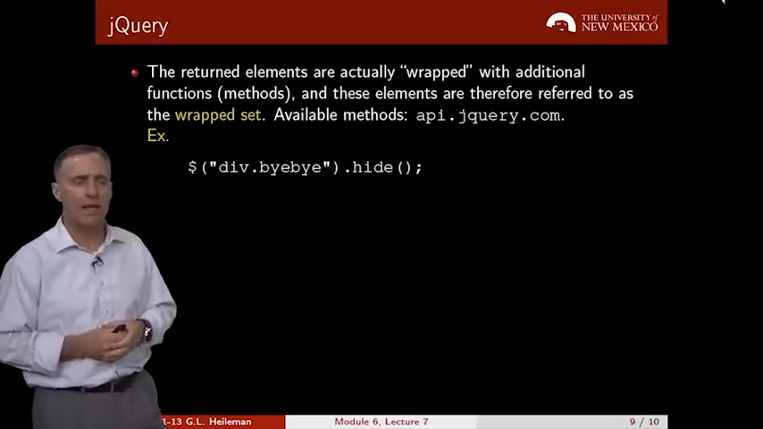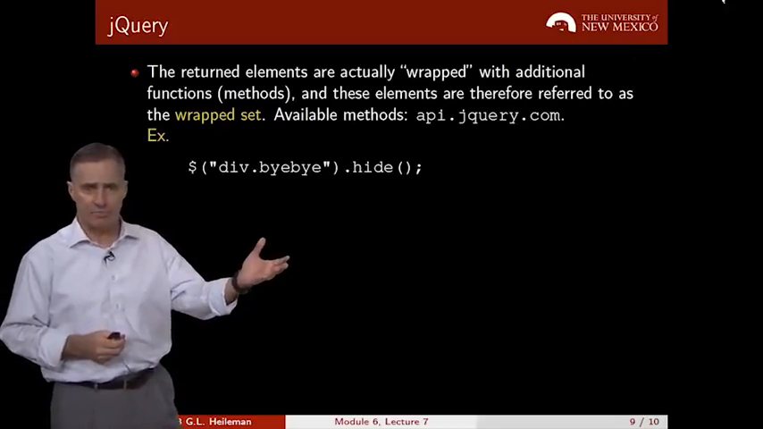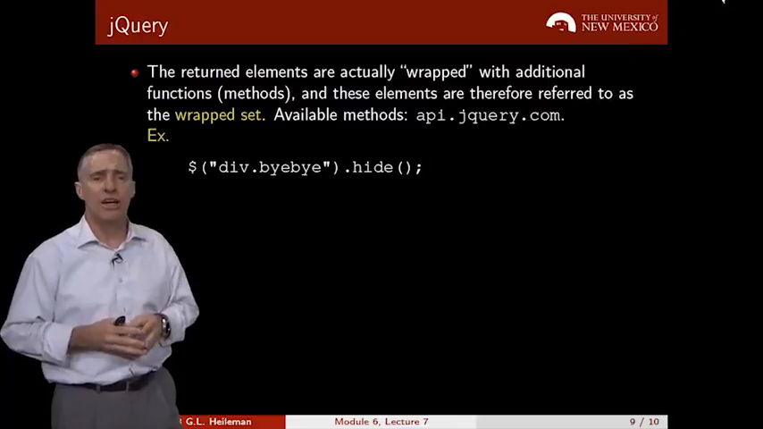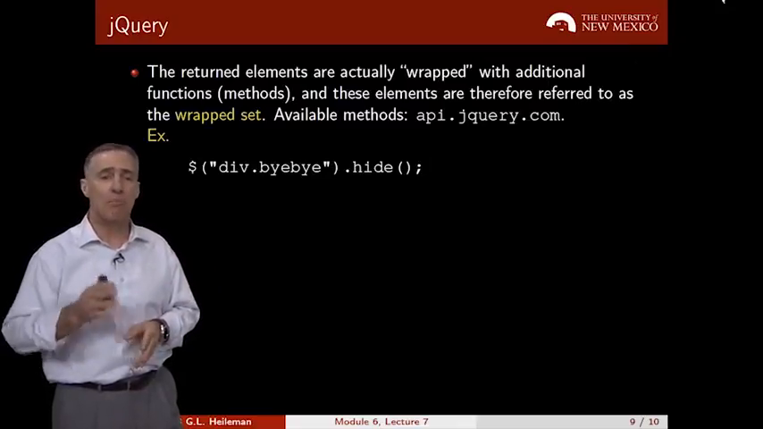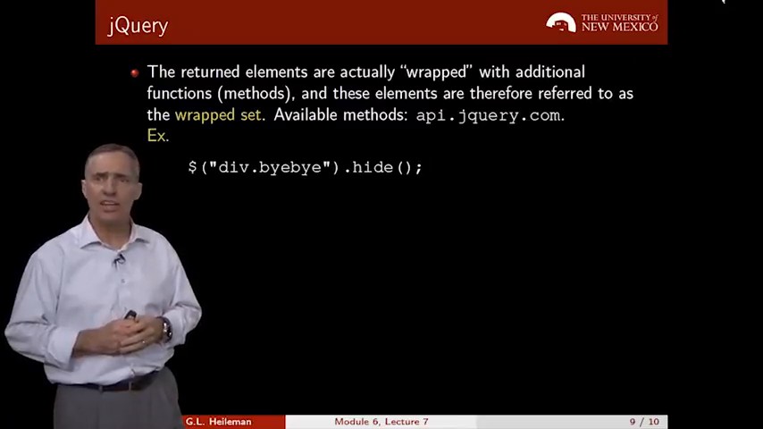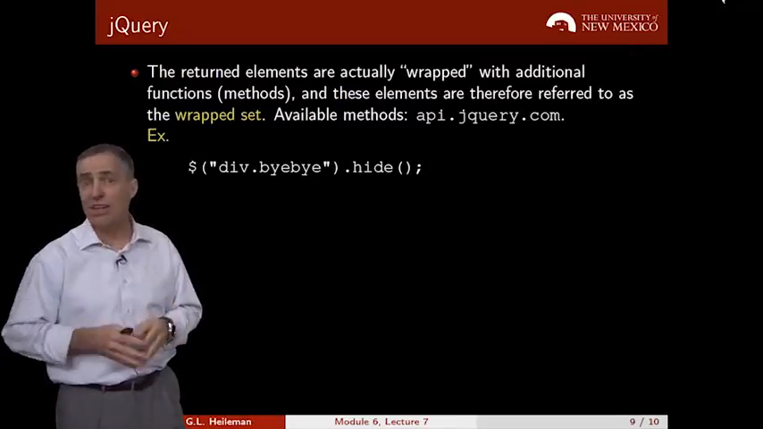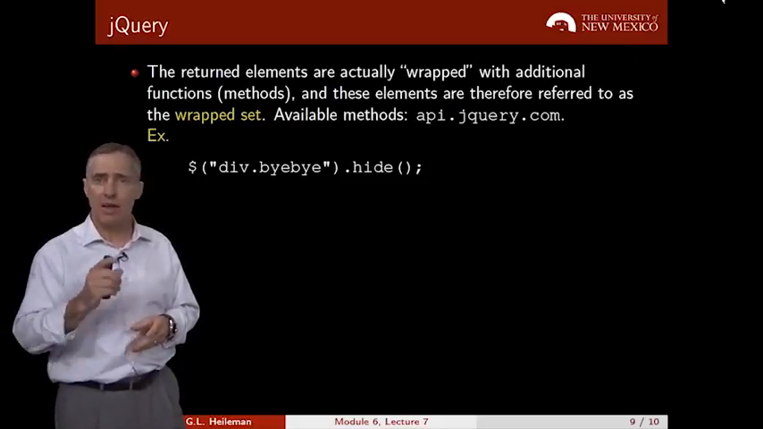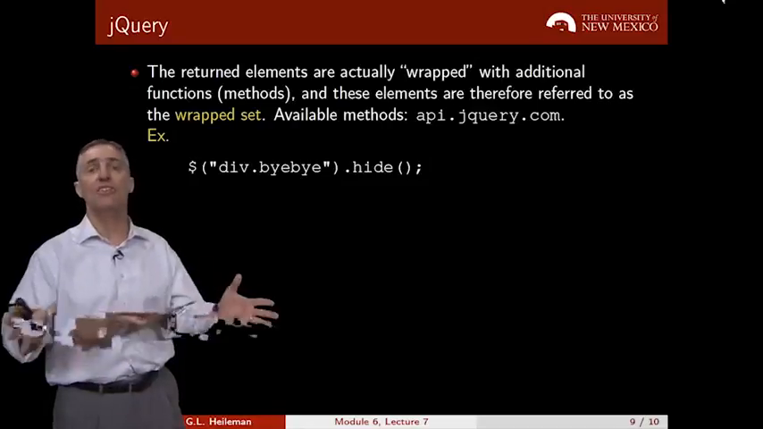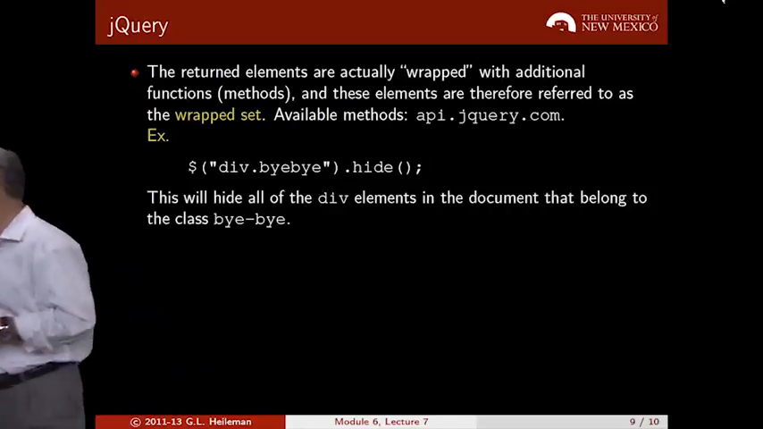So here's an example. The $ sign, and then here's the selector. I want to find the div that has the class bye-bye, and I want to hide it. If there's a div in your page that has a class called bye-bye and you run this on it, that method called hide will actually make it disappear from the page.